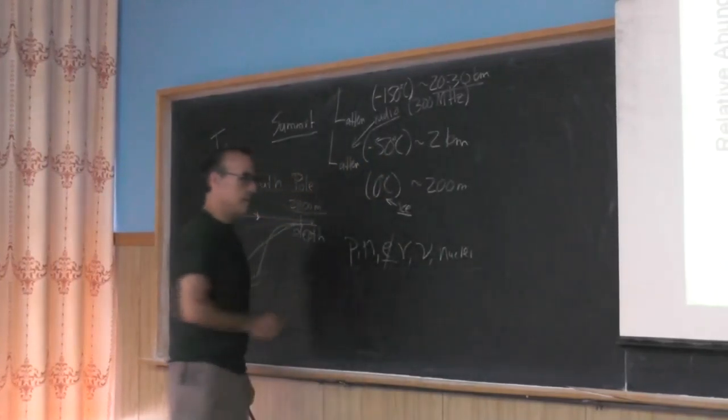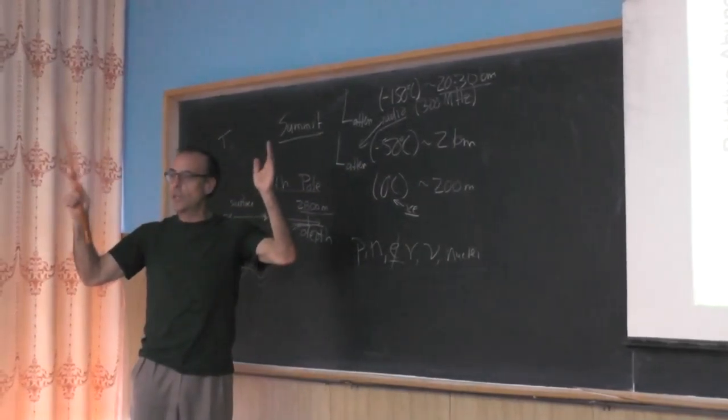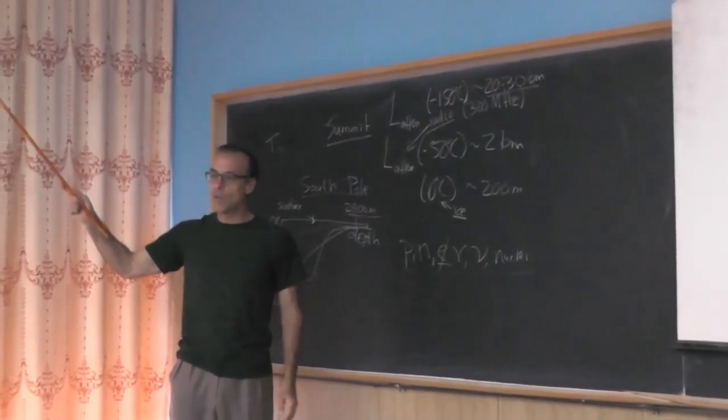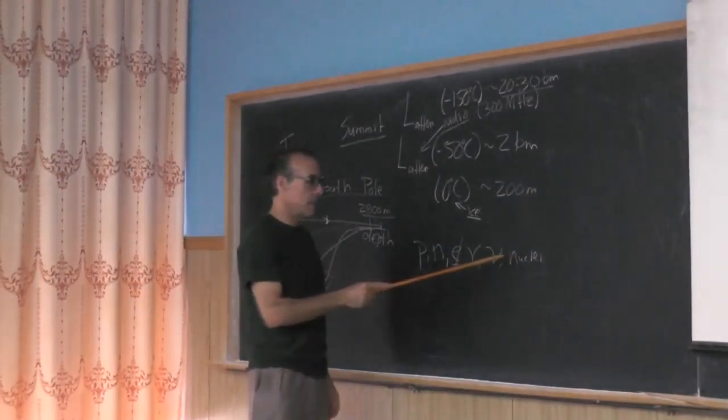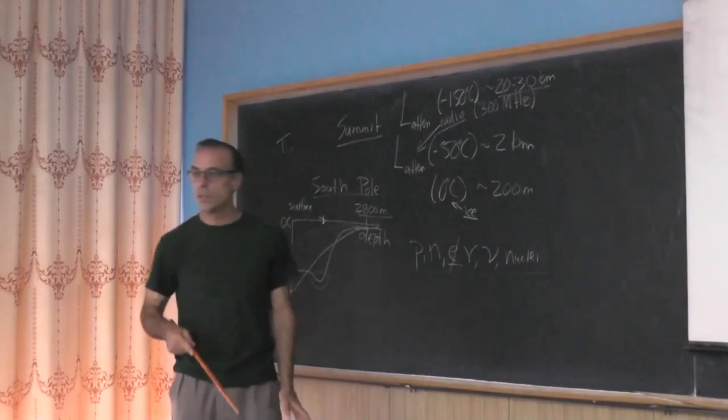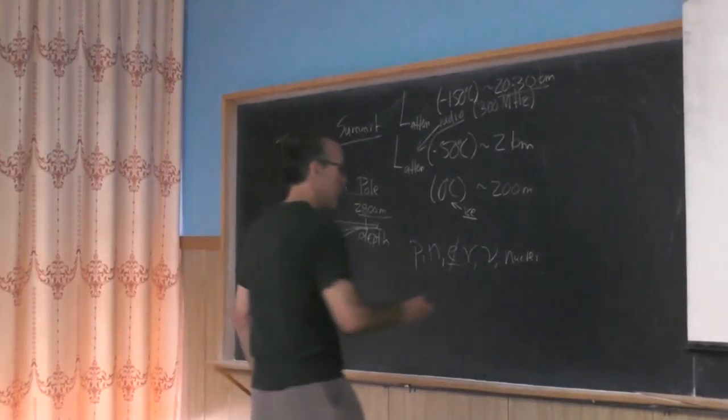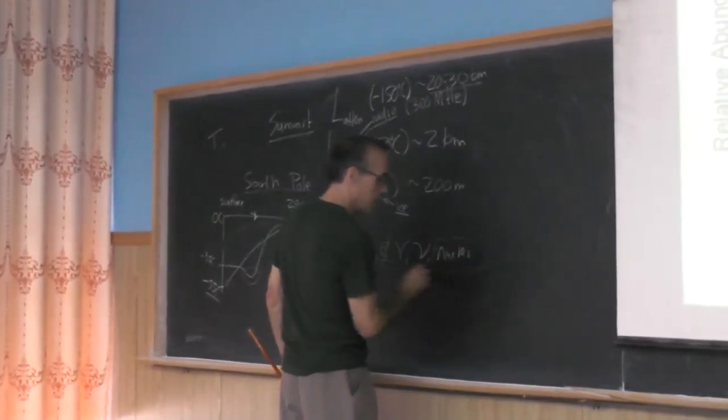And that's about it. Anything that's going to hit the Earth from somewhere far away is likely going to be one of these five things. So let's start with nuclei.